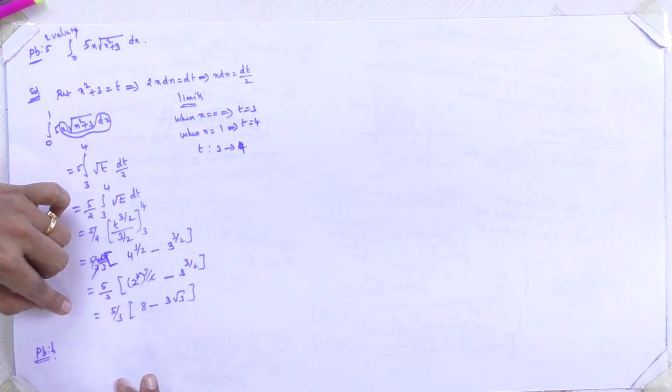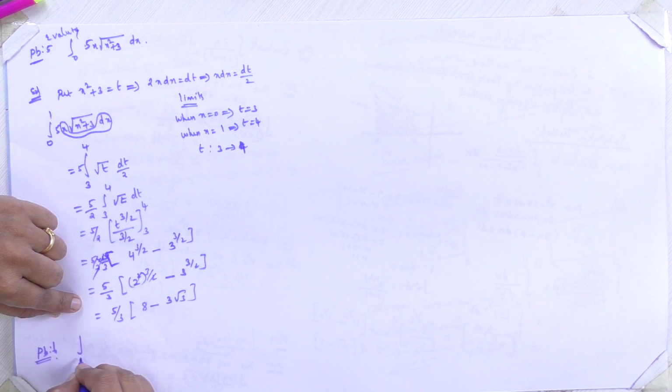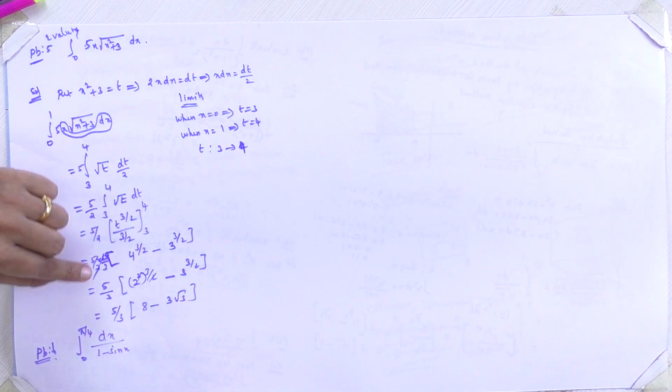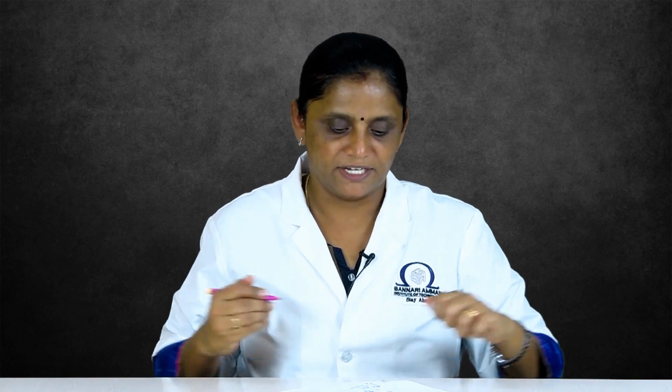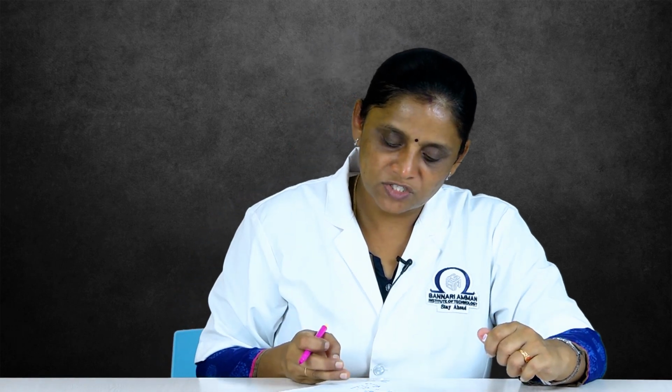Suppose the problem is of the form integral 0 to pi by 4 dx divided by 1 minus sin x. See the denominator, we are having 1 minus sin x. This is not easy for integration. First, if you substitute t for this 1 minus sin x, say sin x integration is minus cos x. Then our differentiation, sin x differentiation is cos x. So that is not easy for integration.